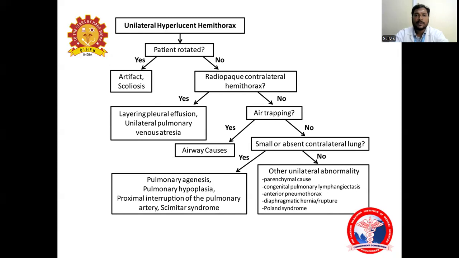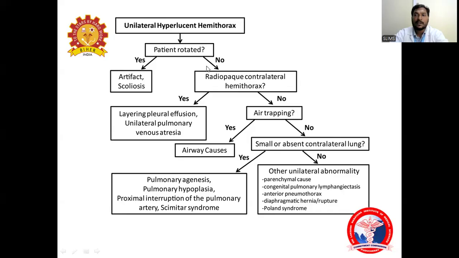This patient rotation may also be seen in case of scoliosis, where the patient already has some spinal deformity and won't be able to stand straight for the X-ray, causing the unilateral hypolucency. And if patient rotation and other technical factors have been ruled out, then we have to rule out the other causes.